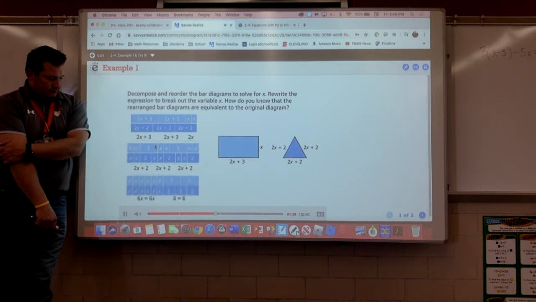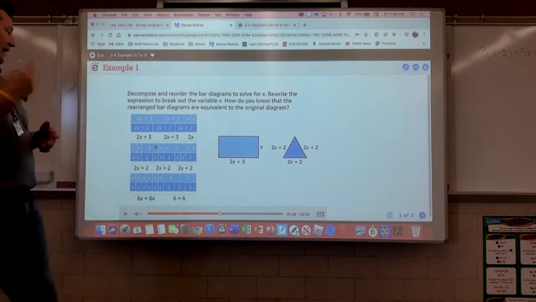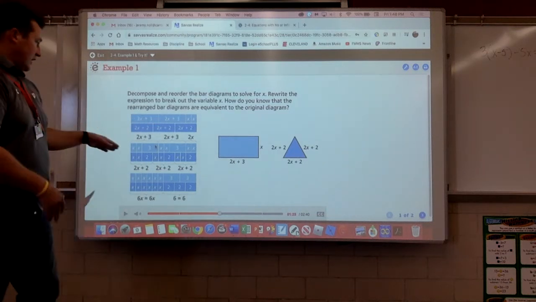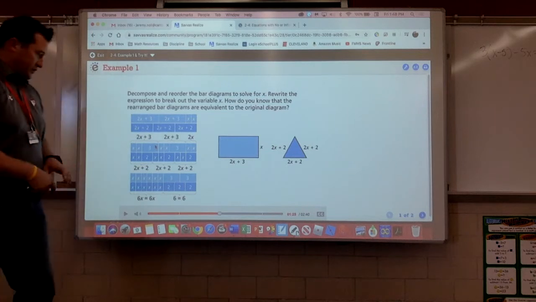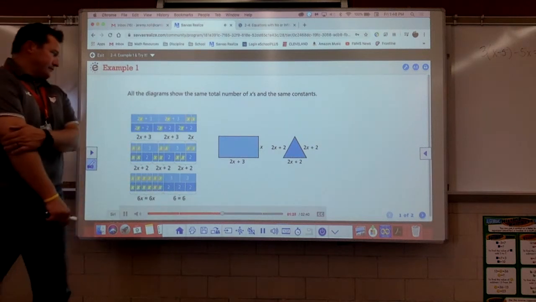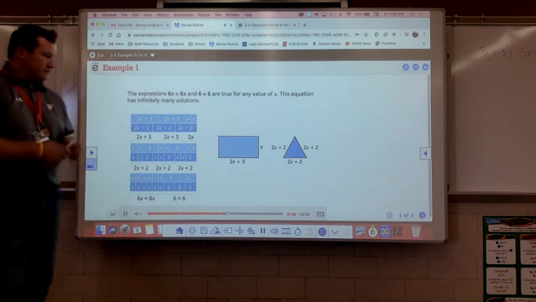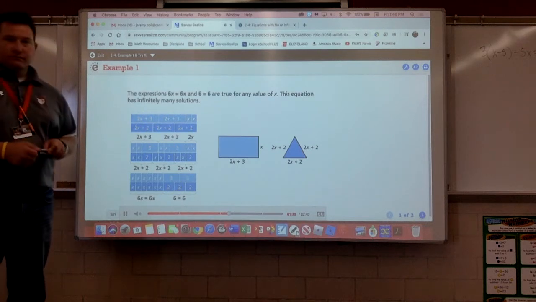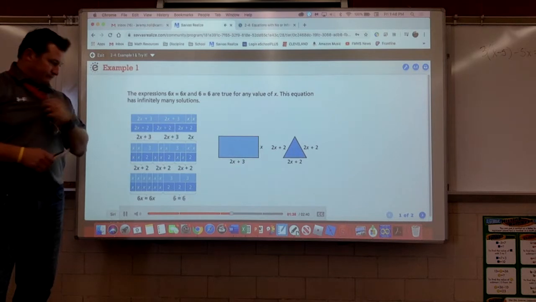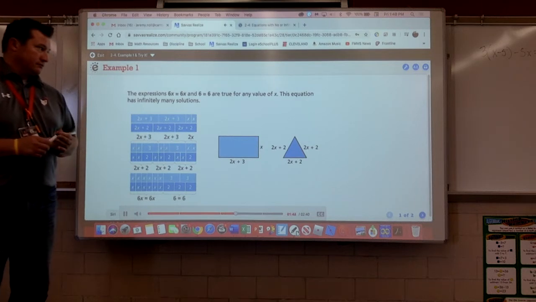How do you know that the rearranged bar diagrams are equivalent to the original diagram? We don't really, we're just hoping that they are. So no, guys, all they've really done is break everything out into their constant and variable terms. Everything's still good here. They show the same total number of x's, and the same constants. The expressions 6 times x equals 6 times x and 6 equals 6 are true for any value of x. This equation has infinitely many solutions. What?